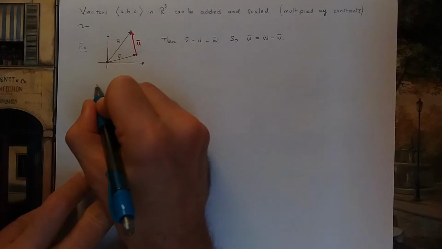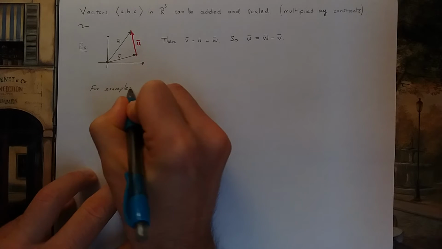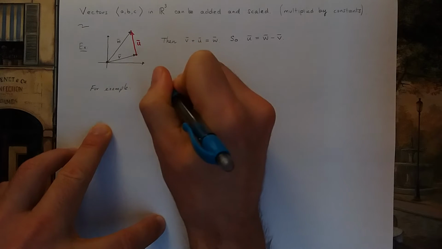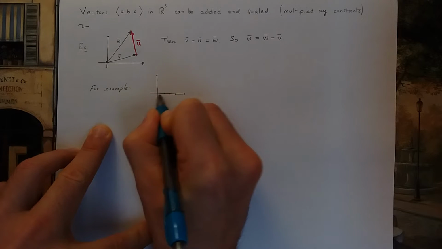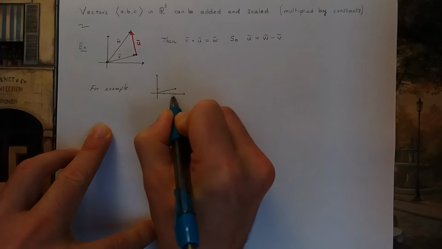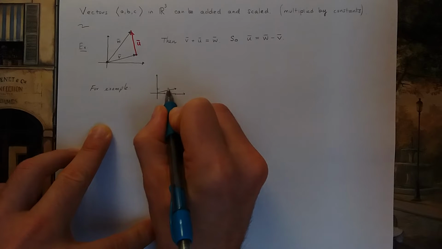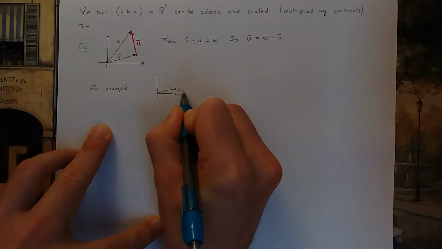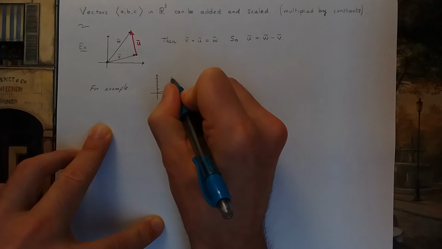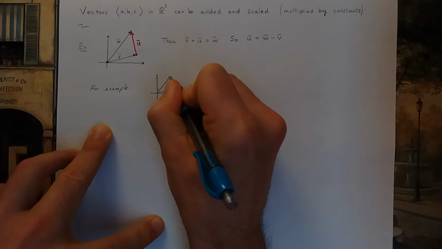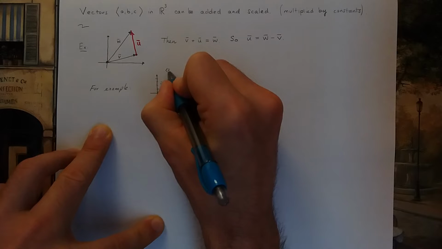For example, let's do a concrete example with actual numbers. That helps sometimes. So here's the vector v. That's the vector 3, 1. So there's the vector v. v is the vector 3, 1. And let's do another vector. How about this vector w? We'll call that w. That's the vector 2, 4.